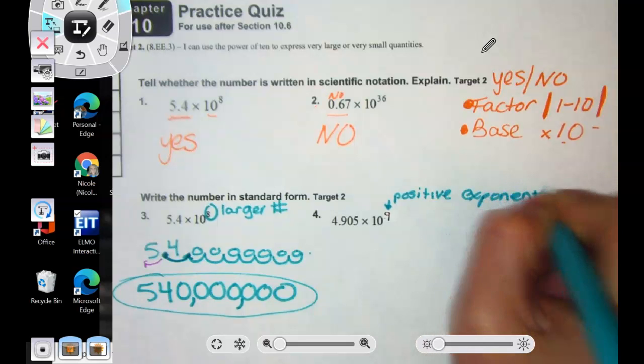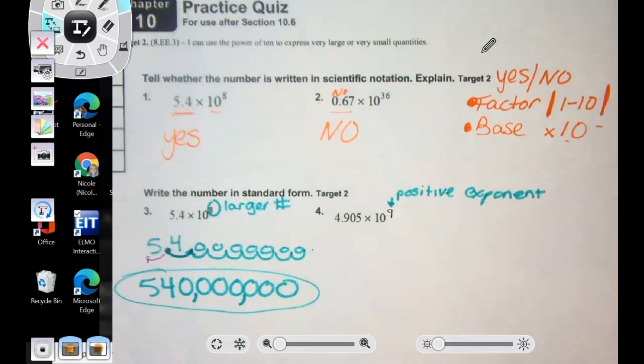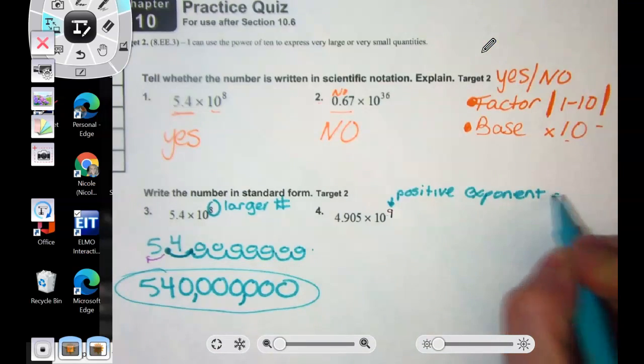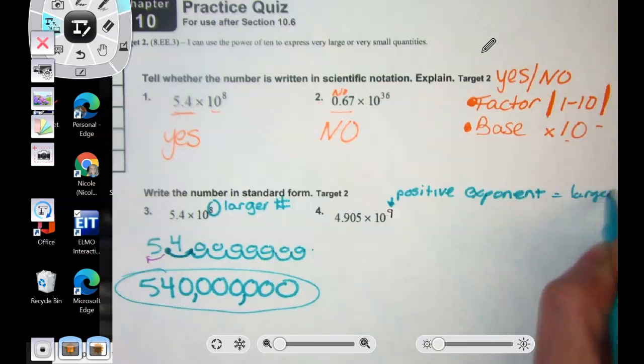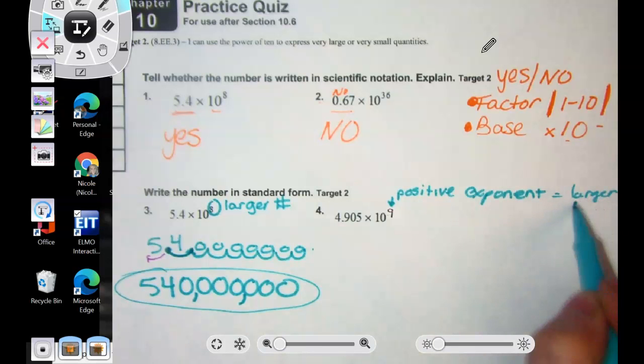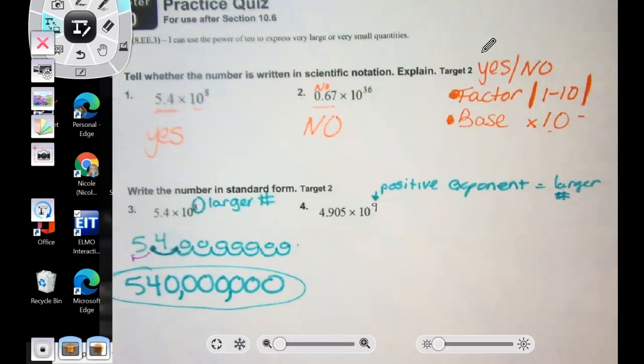And this is already on our note sheet. This should be on the note sheet, either you printed or that you took with us. A positive exponent means we need a larger number, or vice versa. We start with a larger number and we do a positive exponent. But for this case, we need a larger number, so the number needs to get larger.